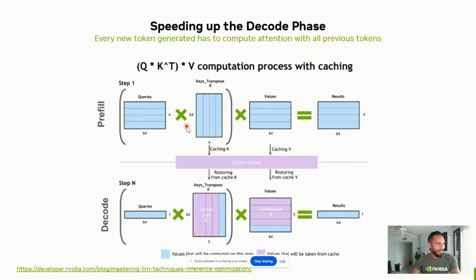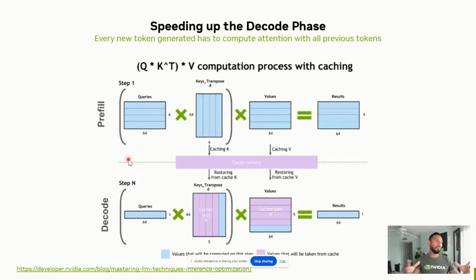Here's another view. This is a good article to read on mastering LLM techniques for inference optimization. It's a blog from NVIDIA. And hopefully these two words make sense to you, this thing called prefill and decode. And the goal is to try to speed up the decoding phase. Because remember, I'm generating a single token at a time.